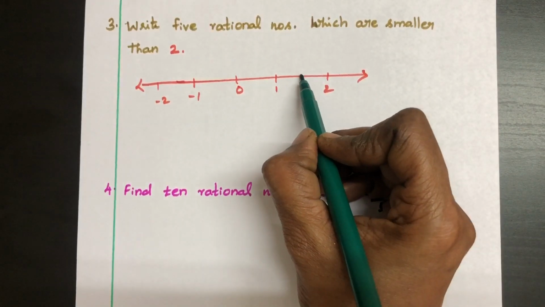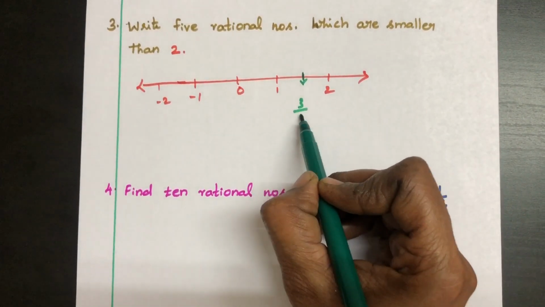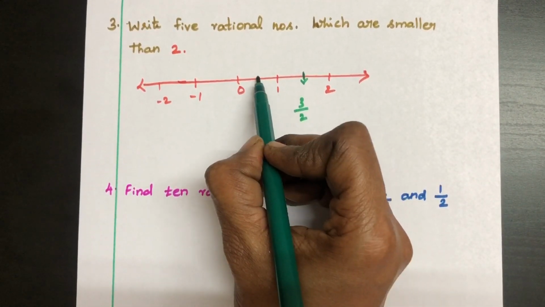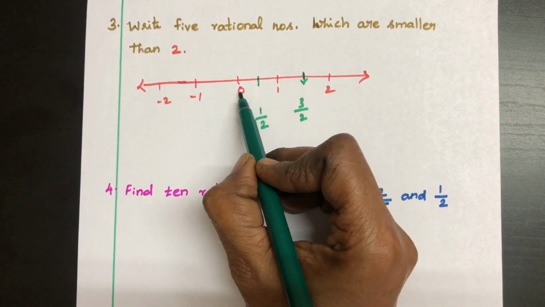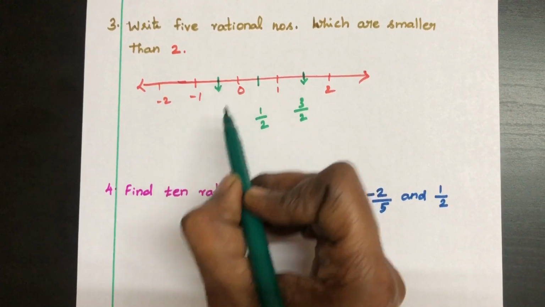Otherwise, we can do it like that. Here what will come? 3 by 2. That means 1.5 is a rational number. Here 1 is a rational number. Again, the value here is 1 divided by 2. That means 0.5 will come in between, no? This one. Here also 0.5.